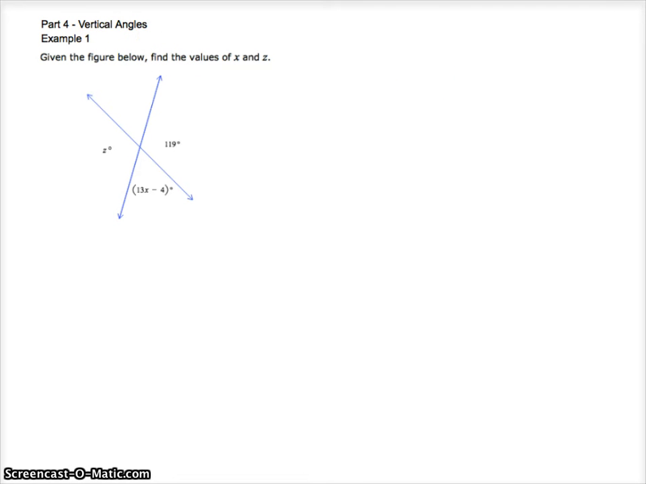This is vertical angles. If you've never seen vertical angles before, one thing we need to look at is all the stuff that comes with vertical angles. So, first of all, vertical angles are congruent. So that means that they're equal. So I have vertical angles, they're going to be the same measure. Then, I also need to know that they are diagonal to each other.